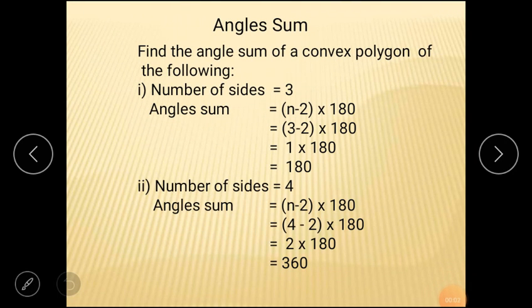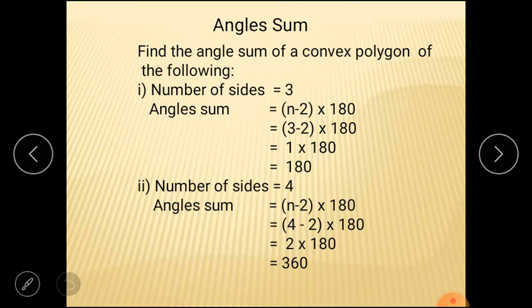Hi students, in the previous class we studied about the curve and polygon. What do you mean by polygon? You know very well. Polygon means it's a closed figure made of straight lines with different sides. For example, triangle, quadrilateral, like that it comes. Next, today we will discuss the topic angle sum.